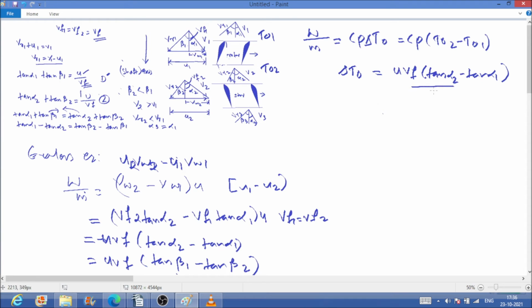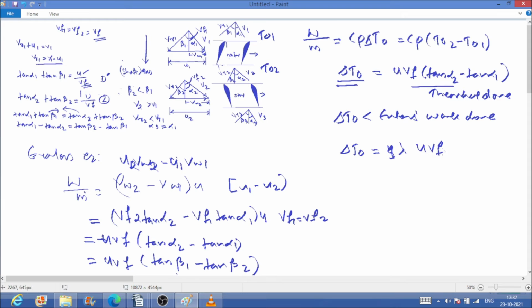Now this is the theoretical work done, and this can be the actual work done. The actual work done delta T0 is less than the Euler's work done, and they are not actually equivalent. So delta T0 is equal to a constant lambda into u Vf (tan alpha 2 minus tan alpha 1) divided by Cp.